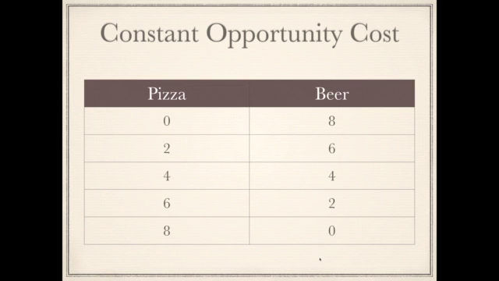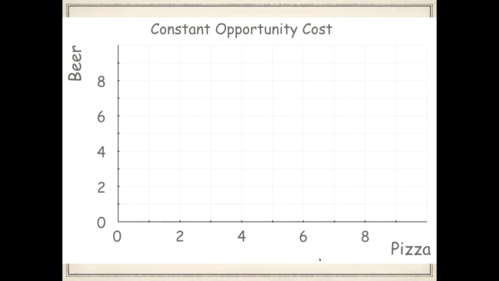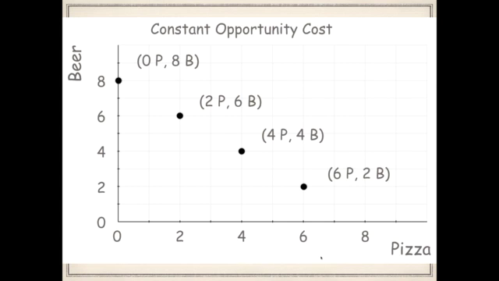So if we take this data and graph it out, we will have a production possibilities frontier. So there's our first point, 0 pizzas and 8 beers, another point representing 2 pizzas and 6 beers, another point representing 4 pizzas and 4 beers, another point representing 6 pizzas and 2 beers, and the final point representing 8 pizzas and 0 beers. So if we connect all those points together, we get a production possibilities frontier.